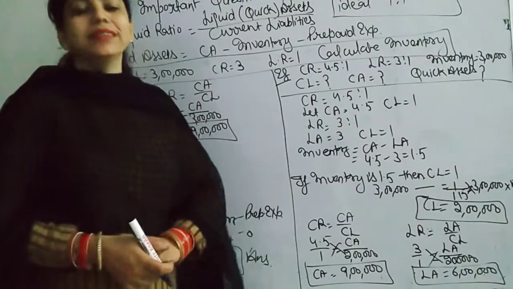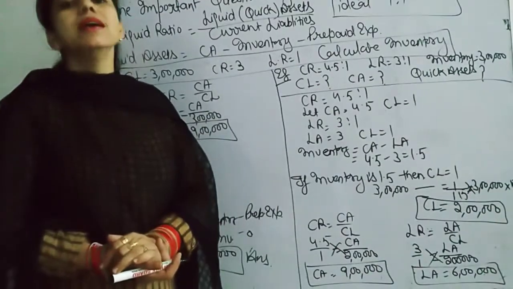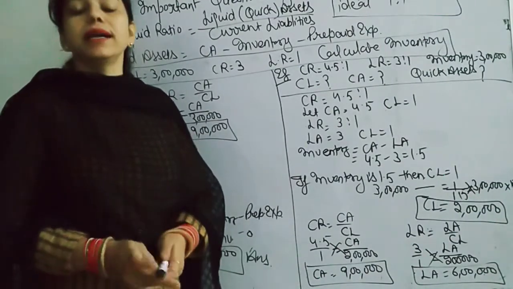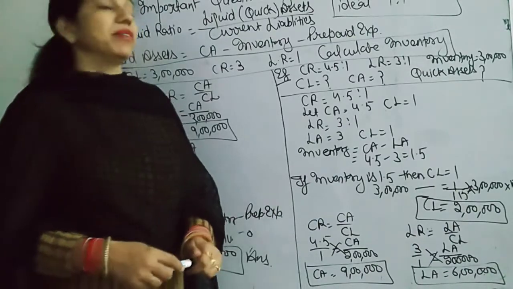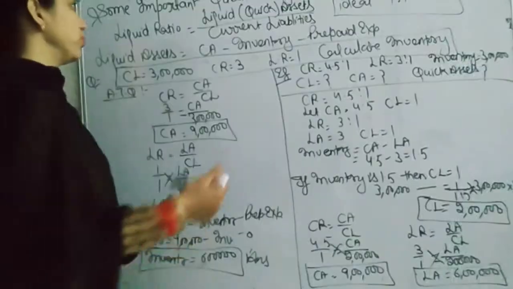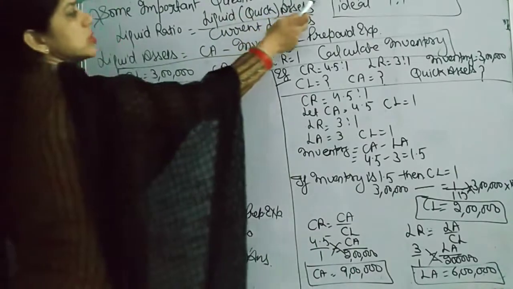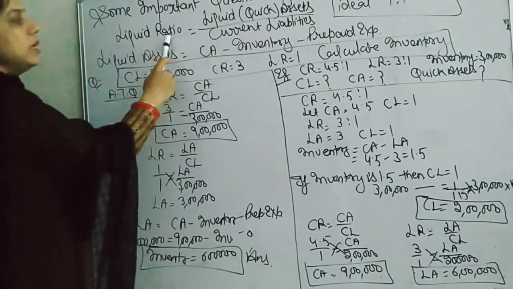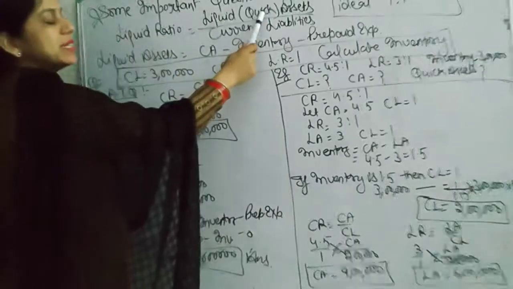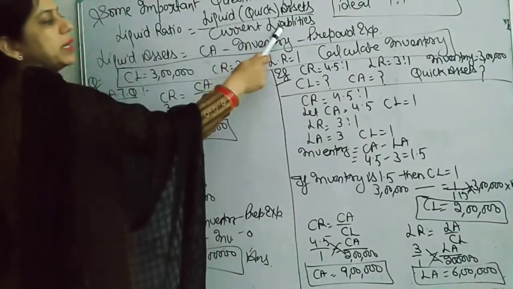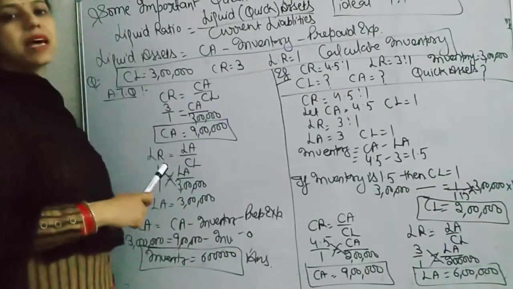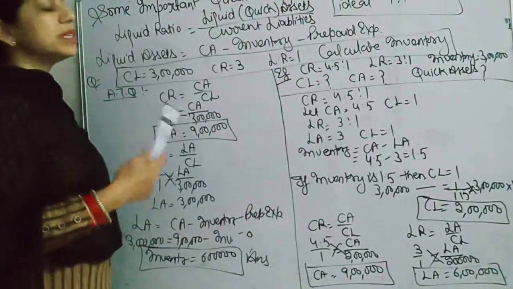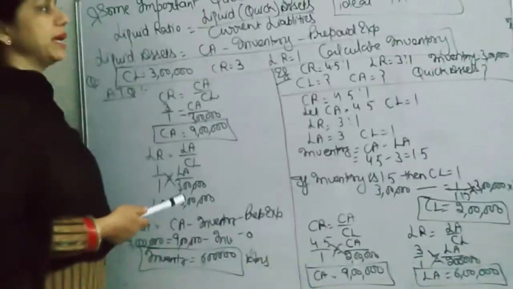Yes, students. Today I am going to discuss some important questions regarding current ratio and liquid ratio, and how they will be computed. As I told you, liquid ratio is equal to liquid assets or quick assets upon current liability. Liquid assets are called quick assets because they can be quickly converted into cash.